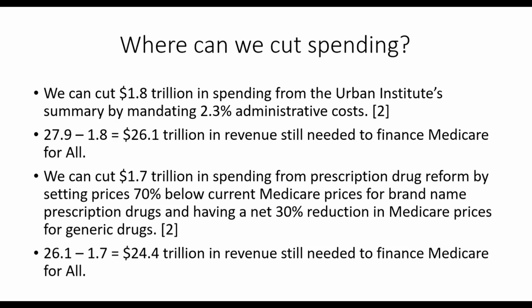Next, we can cut $1.7 trillion in spending from prescription drug reform. We can do that by setting prices at 70% below current Medicare prices for brand name prescription drugs and having a net 30% reduction in Medicare prices for generic drugs. That's a pretty big decrease, but the pharmaceutical industry is just getting away with so much greed right now, so I don't really mind it. But that will leave us with $24.4 trillion when you subtract that 1.7. Let's go to the next page.